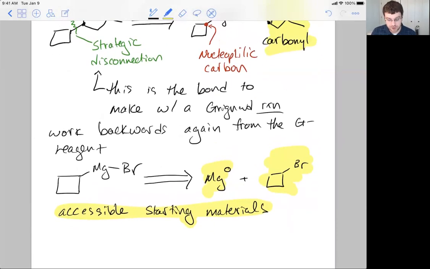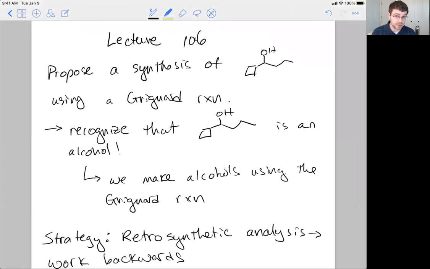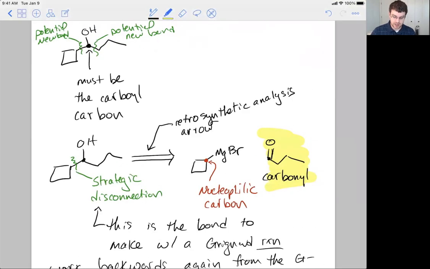Have we solved the problem? Okay, what was the problem, or the thing we wanted to do? The thing we wanted to do was to propose a synthesis of this alcohol. We have not done that. All we have done is organize our thoughts using retrosynthetic analysis.